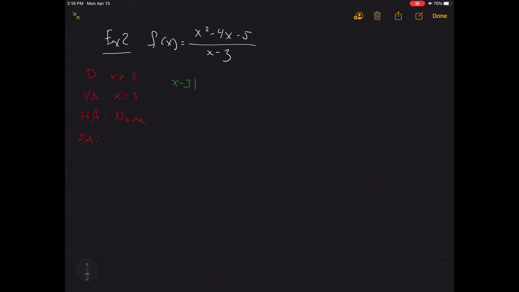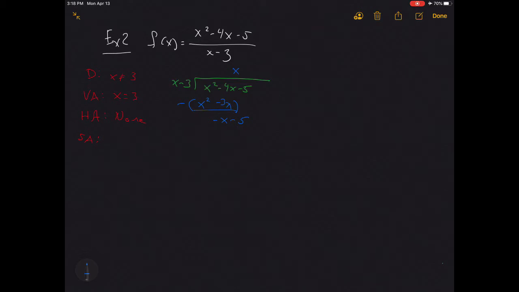So x minus 3 is on the outside. x squared minus 4x minus 5 is on the inside. And let's go ahead and perform the long division. What do I multiply by x to get x squared? Well, that's x. So we'll multiply the x times the x, get x squared. Multiply the x times the minus 3, we'll get minus 3x. And we'll subtract. x squared minus x squared is 0. Negative 4x minus minus 3x, which is plus 3x, so negative 4x plus 3x is minus x. Bring down the minus 5.